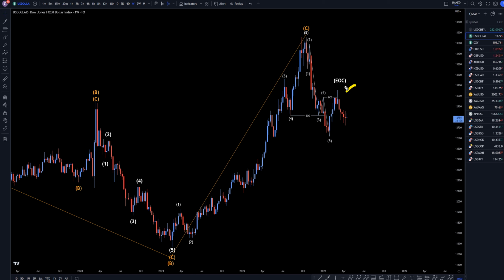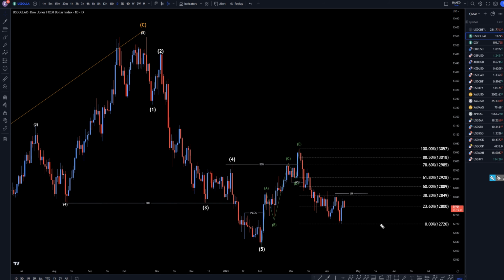But I also see the possibility that this has already ended a correction and that this is just going to keep on trending down like that, like a 1-2 and a wave 3. So let's look for evidence of either scenario on the shorter time frames. Heading down to the daily.